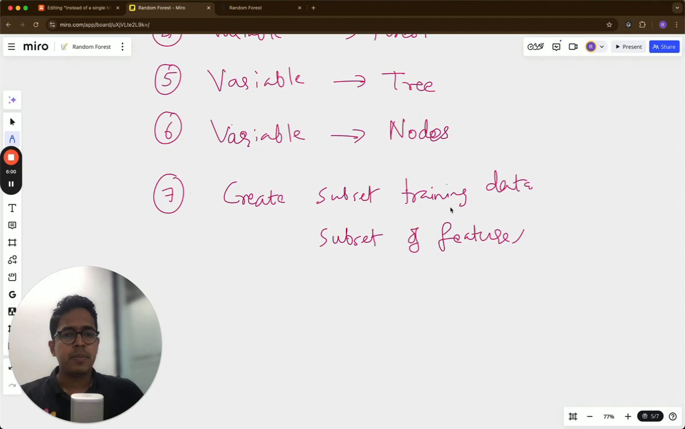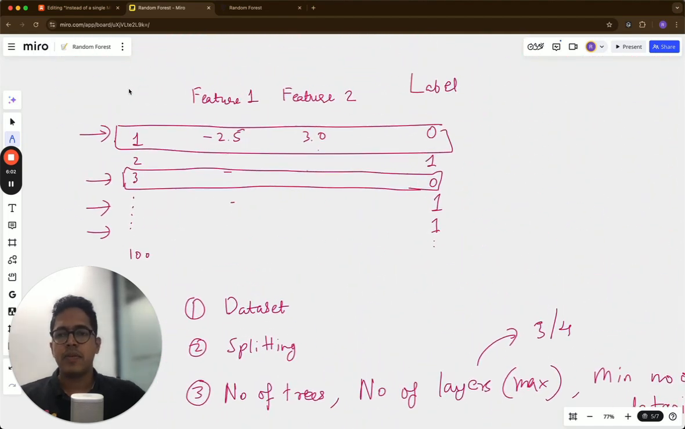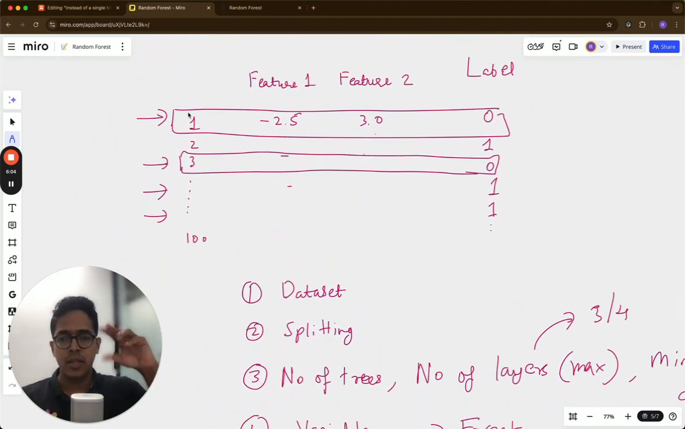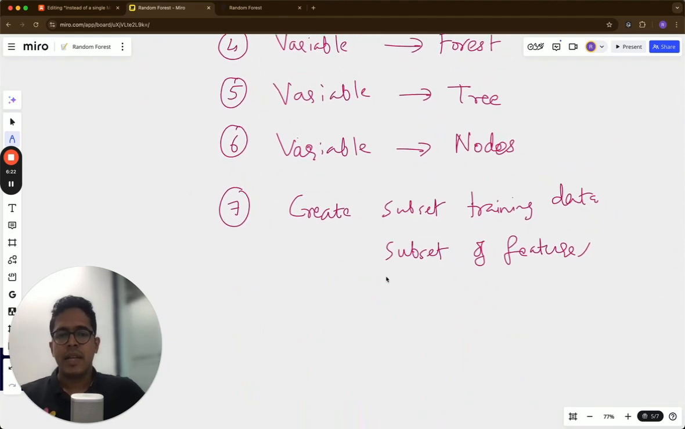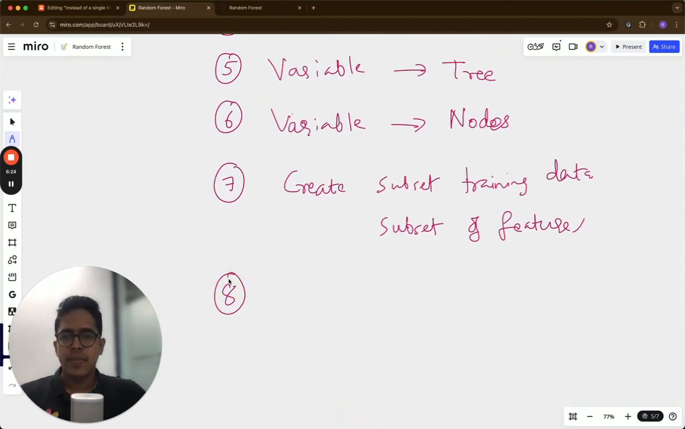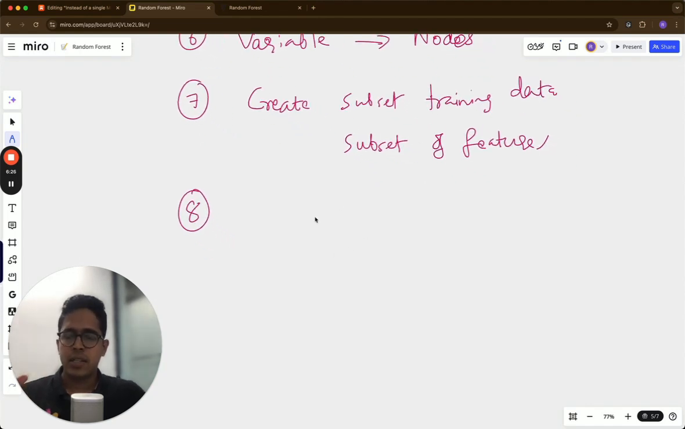So what is a subset of training data? If 80% of the rows are the training data, within those 80%, how many are you drawing for training that tree? Maybe you will only choose 60 of those rows. Maybe you will choose only 20 of those rows from the training data. And what is a subset of features? In this data set, you have only 2 features, feature 1 and feature 2. So subset means either you pick feature 1 or you pick feature 2, not both. So that is a subset.